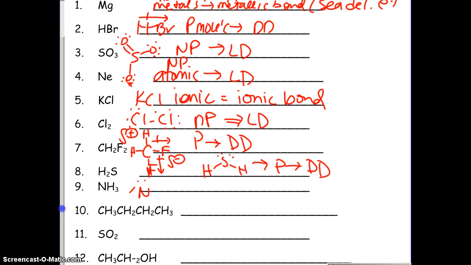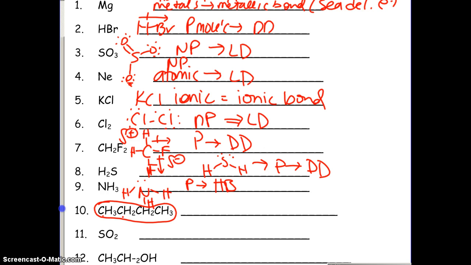Ammonia, we all know this one. It has a trigonal pyramidal structure. It is polar overall, and since it has hydrogen bonding to nitrogen, that dipole is very, very large, and therefore it's hydrogen bonding available.